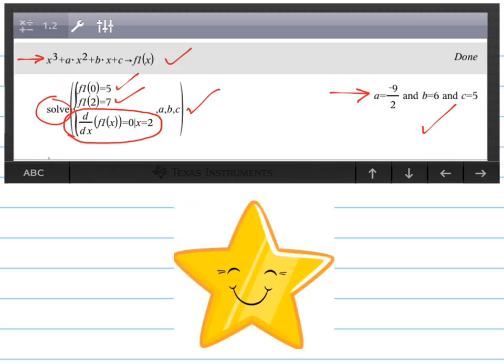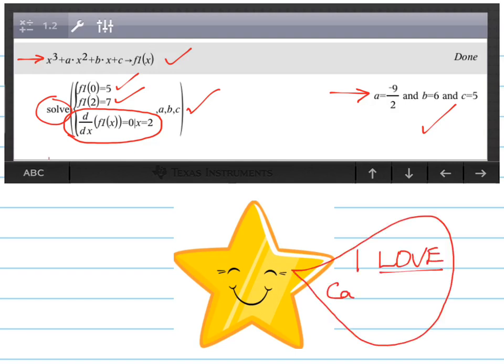Now, who have we got to talk to us? Hello, Mr. Star. What do you think? Yes, Mr. Star is one of us, guys. He's got the bug. He loves calculus. Now, I know you love calculus too, don't you? Of course you do. And so do I.